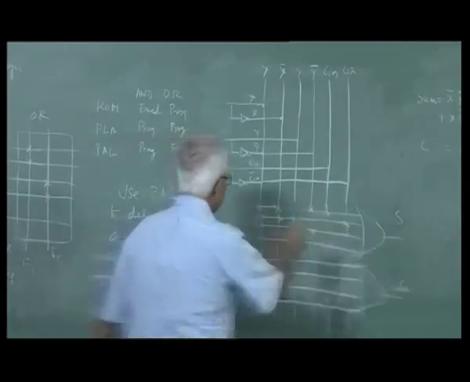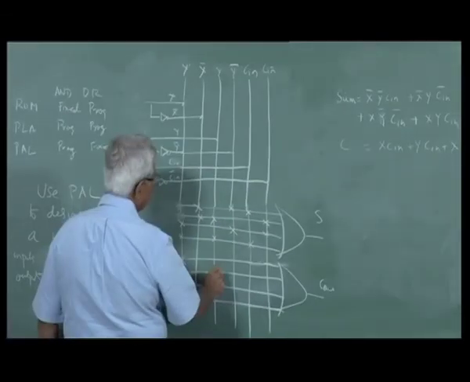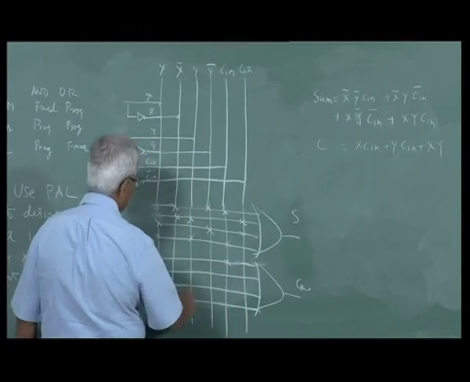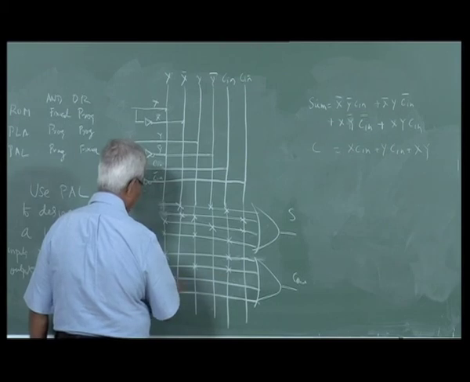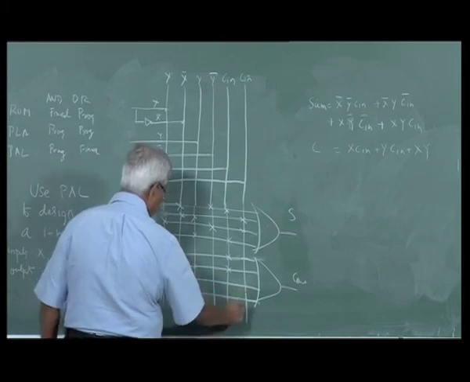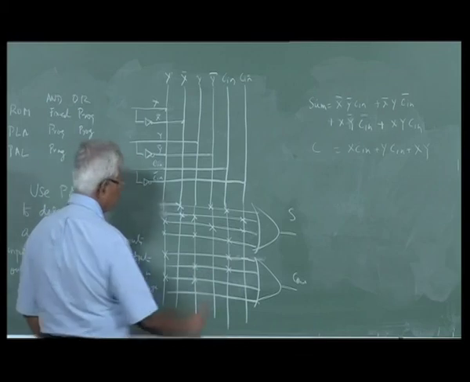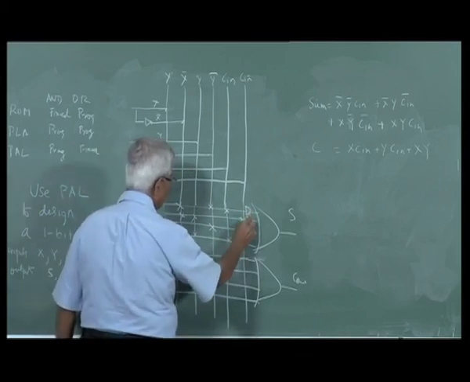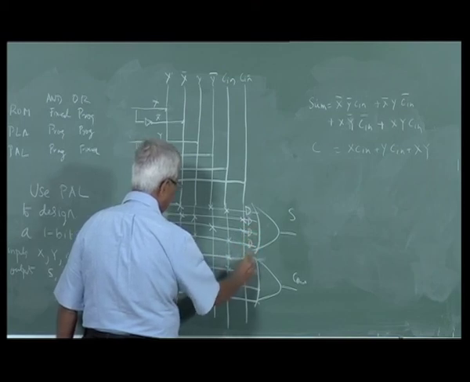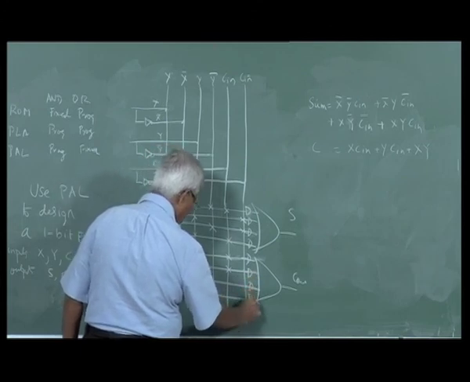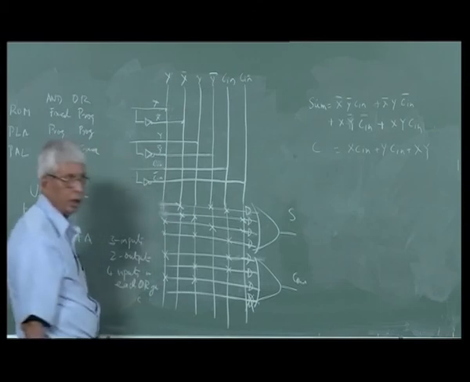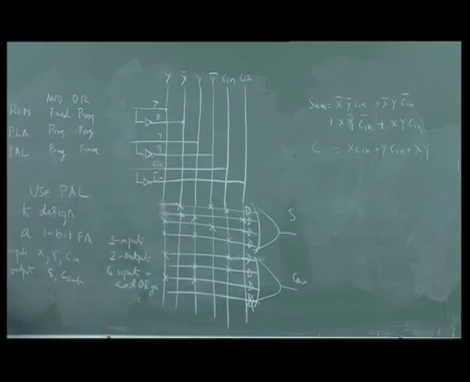For carry it is x C in, y C in, xy. But the fourth AND gate is not going to be used. Each is an AND gate. This AND gate I will not use. Only 3 AND gates are required, 3 inputs. Out of 4 inputs available, I will use only 3 inputs. This is called programmable array logic.